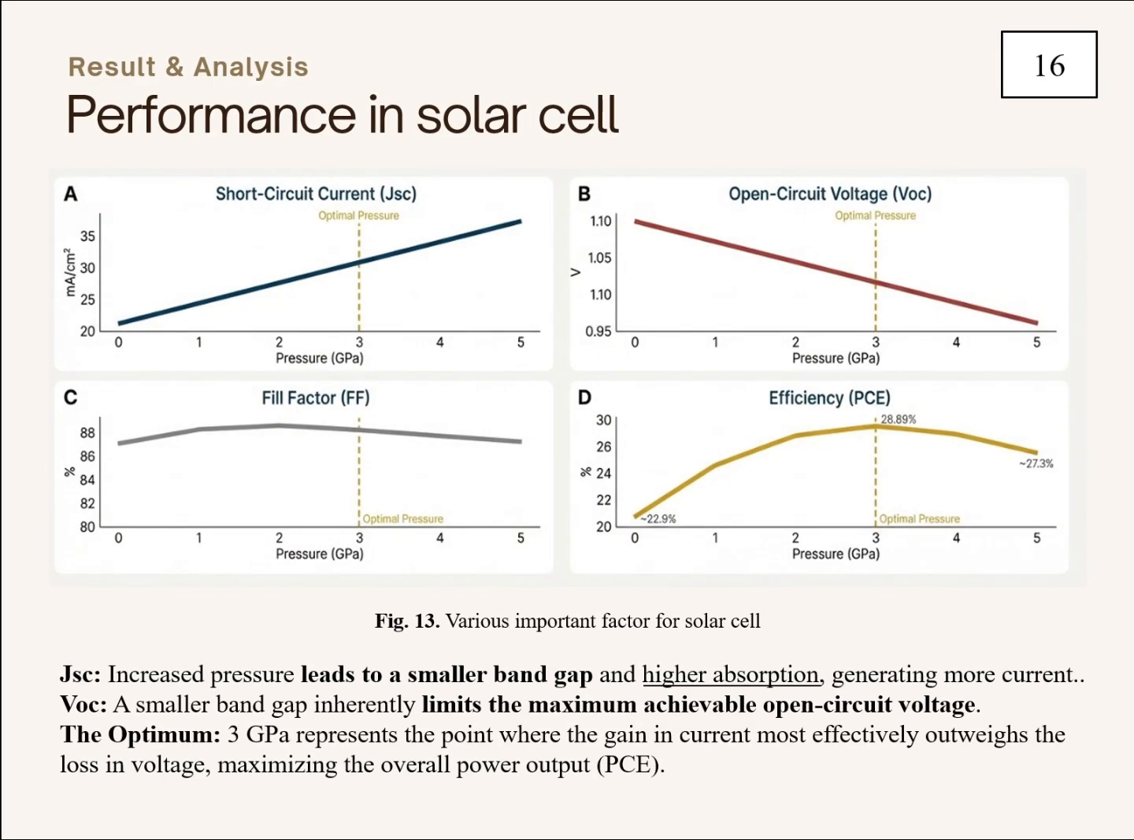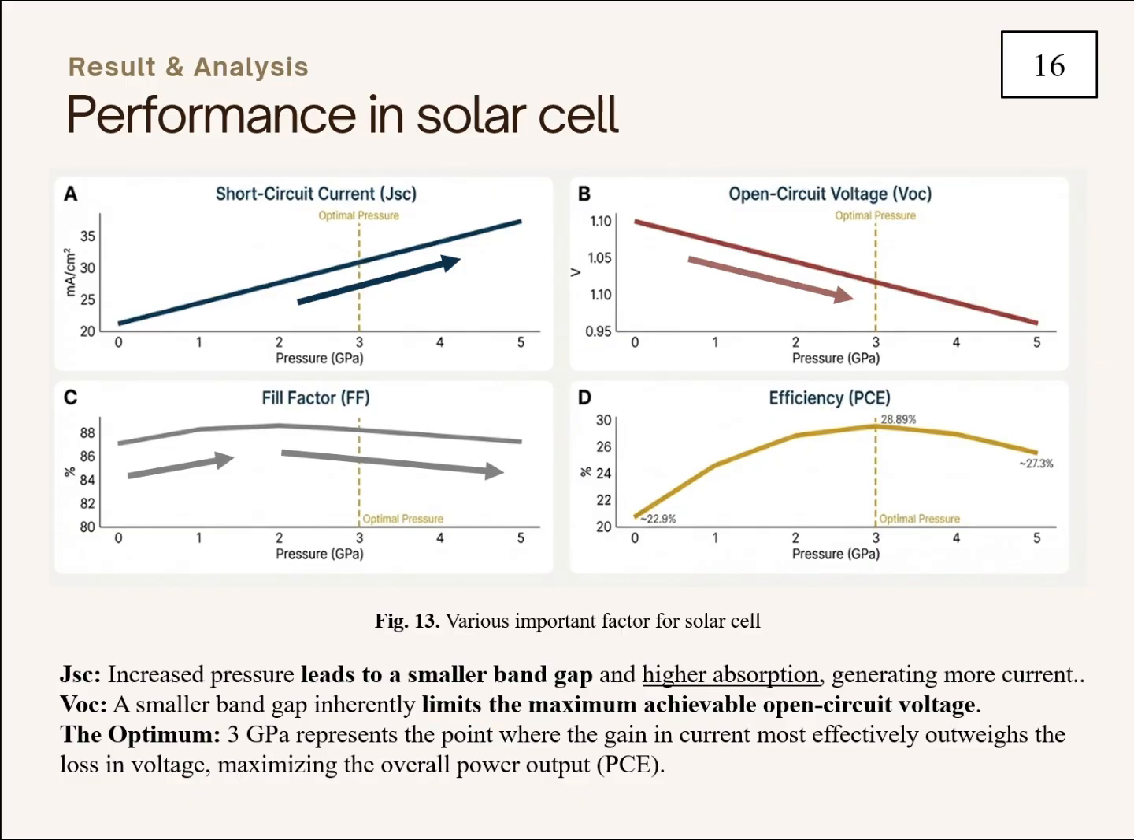And after that, if we come to the performance in solar cell, which we have optimized in the SCAPS-1D software, we can see that with respect to the pressure, short circuit current is increasing, and the open circuit voltage is reducing with respect to the pressure. Fill factor initially was rising up to 2 GPa, and after 2 GPa it has been reducing again.